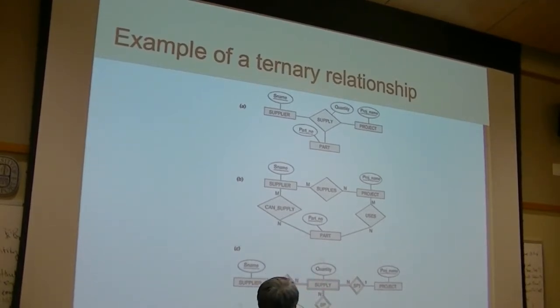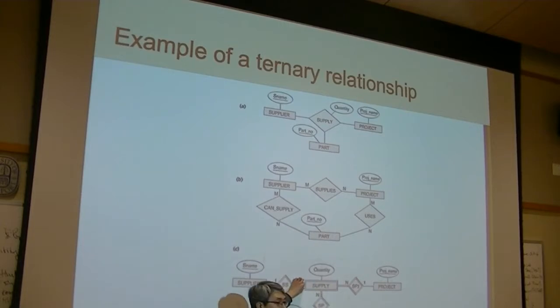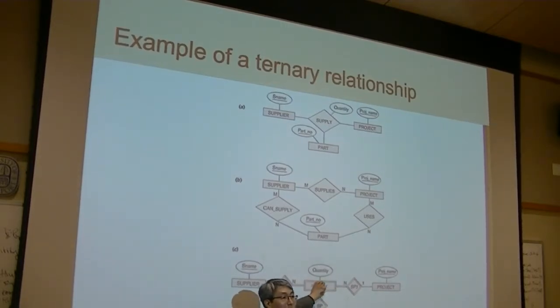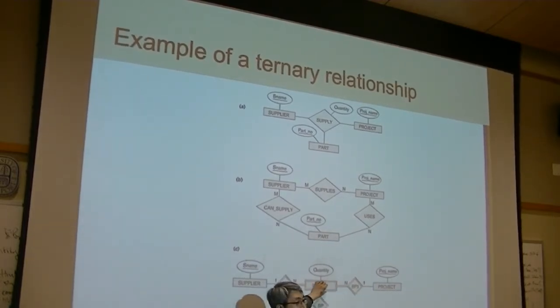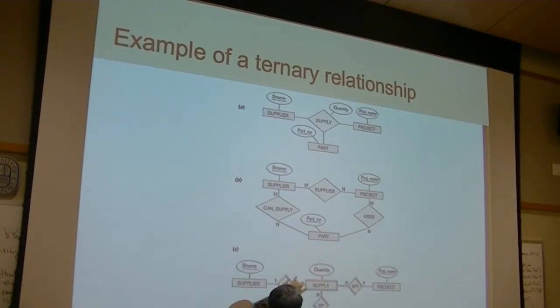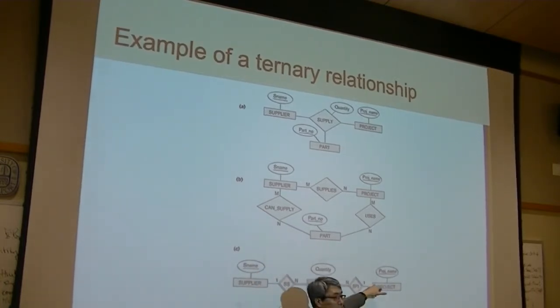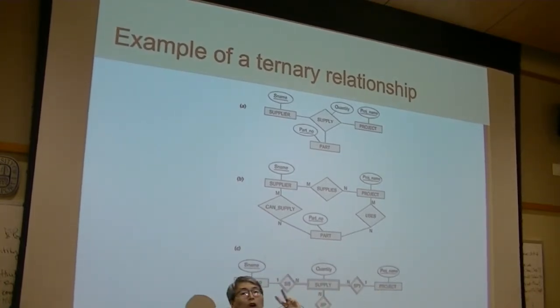Or another way is, why don't we create one entity for the supply and connect. At this time, this one is a weak entity, by combining the keys of the three. Okay, so two approaches. Question.